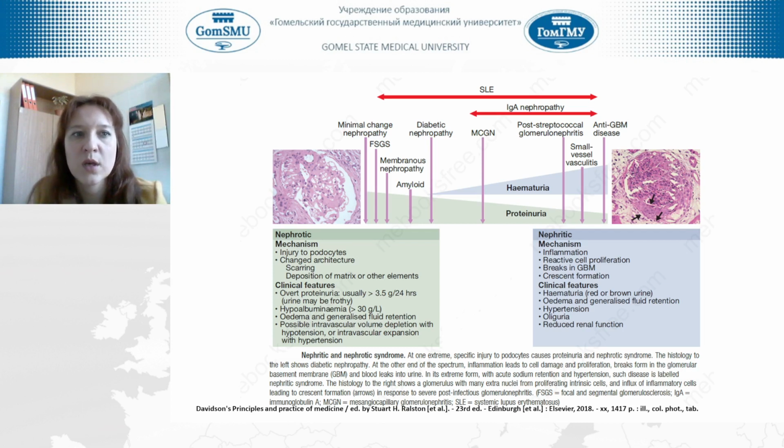So the mechanism of action can be nephrotic and nephritic syndrome. For the nephrotic mechanism it is injury to podocytes, change in architecture, swelling, deposit of matrix and other elements. For the nephritic mechanism it can be inflammation, reactive cell proliferation, and breaks in the glomerulus, crescent formation.